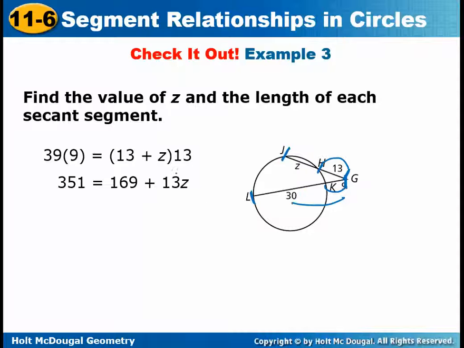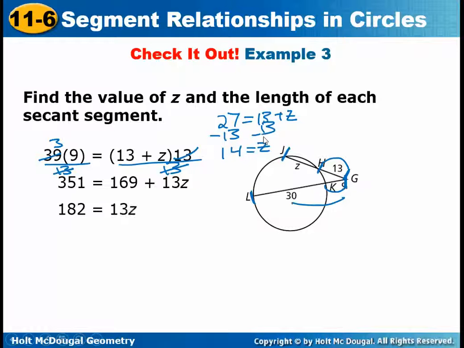And then you can see this would be so much easier if you divided both sides by 13 right now. If you divide both sides by 13, and I don't know if this will always work, we would get 3 here, and then we would have 27 equals 13 plus z. Might as well make it easier if we can, and we get 14 equals z, which is the same thing they got.